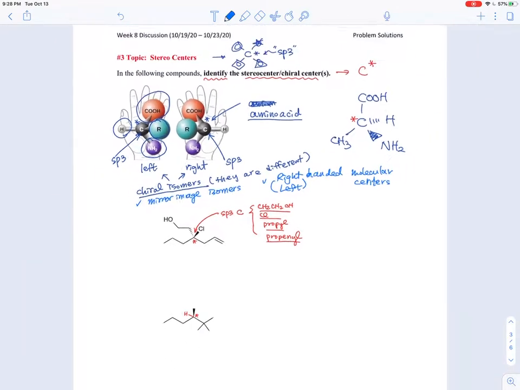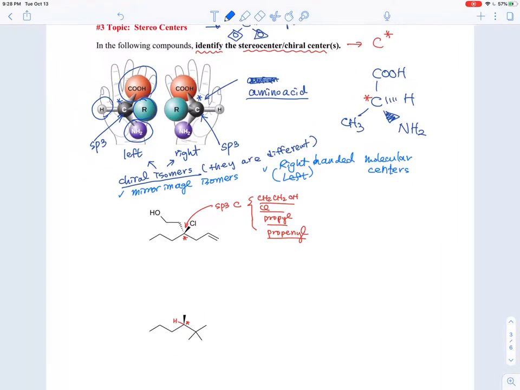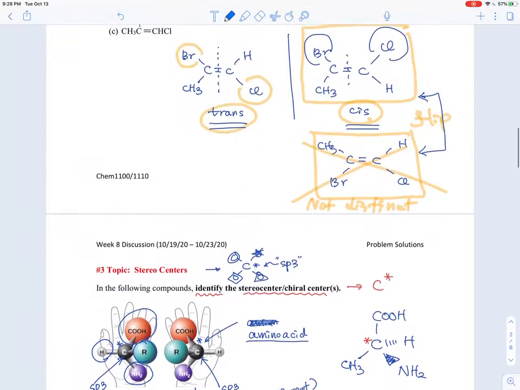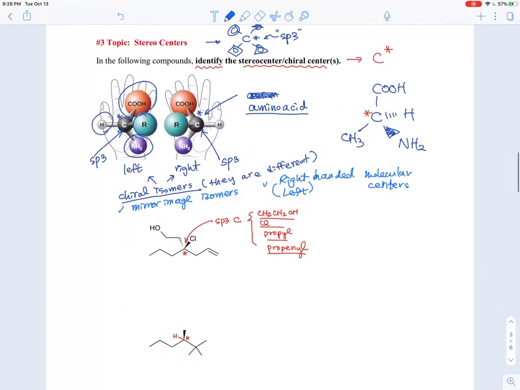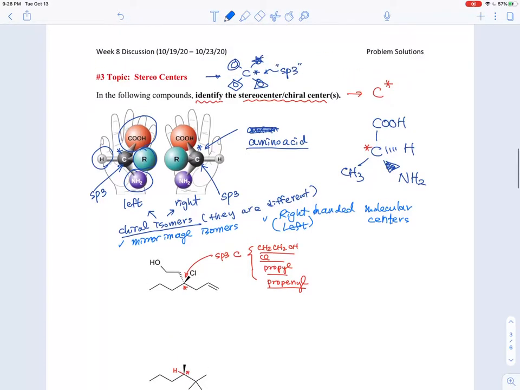So identify the types of these. As you realized in the previous one, with the double bond in cis and trans, now we are talking about something as simple as sp3 carbons that can have stereoisomer centers. We call them chiral centers. Thank you.